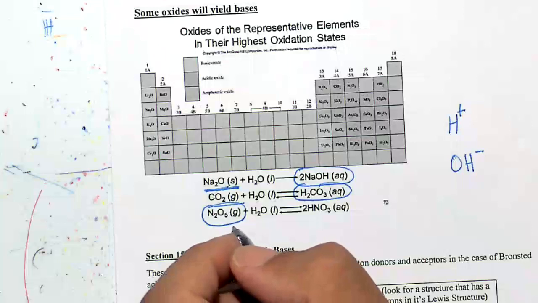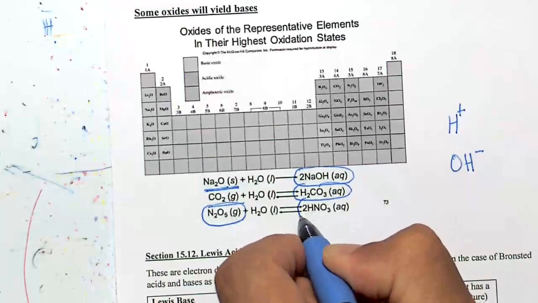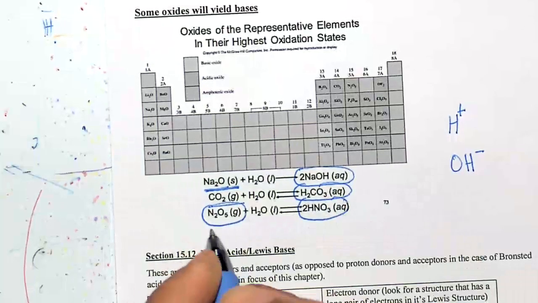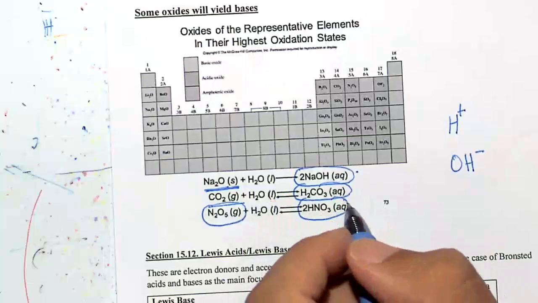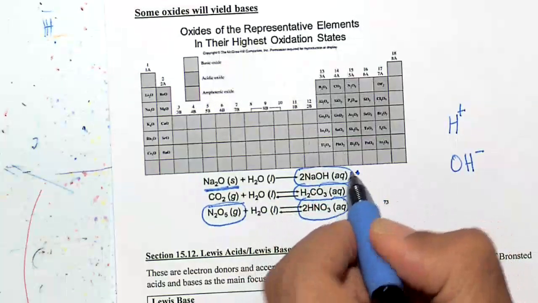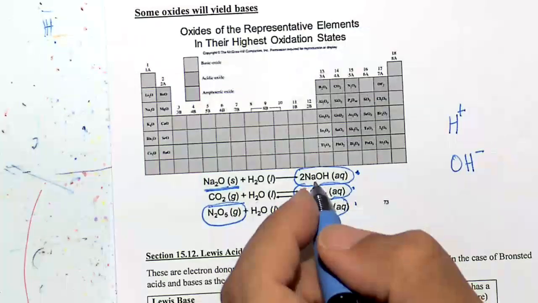And this gas, I think it's laughing gas, but I'm not entirely sure. This gas reacts with water to give you what? A strong acid. Okay, so this gives you nitric acid, correct? So this gives you a base. This gives you an acid. This gives you a strong acid.